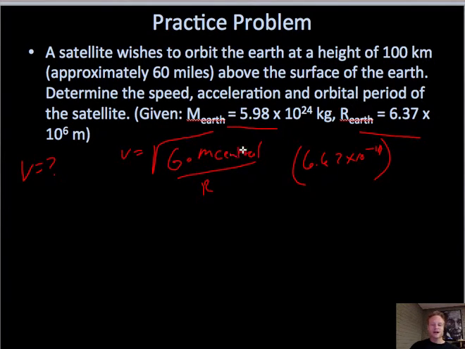The mass of the central object is the mass of the Earth. So the mass of the Earth is 5.98 times 10 to the 24th kilograms.